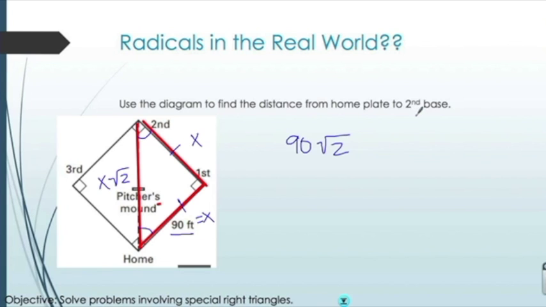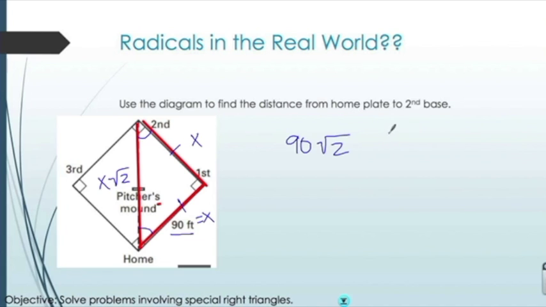Are we? So let's think about this. Are you really going to tell someone that's building a baseball field, I would like for the home plate to be 90 root 2 feet away from second base? No, you're not going to do that.